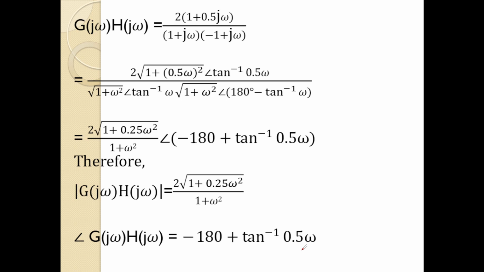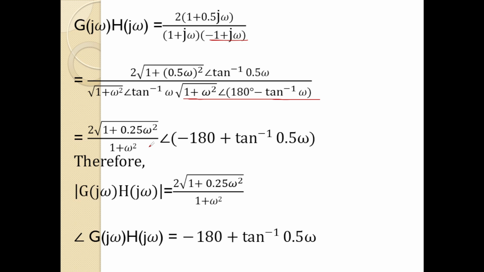Similarly for this term, the magnitude is root of 1 square plus omega square at an angle of 180 minus tan inverse of omega. Once again I will explain. For this numerator term, magnitude is root of 1 square plus 0.5 omega square, and angle is tan inverse of 0.5 omega by 1. Since it is divided by 1, no need to write 1.